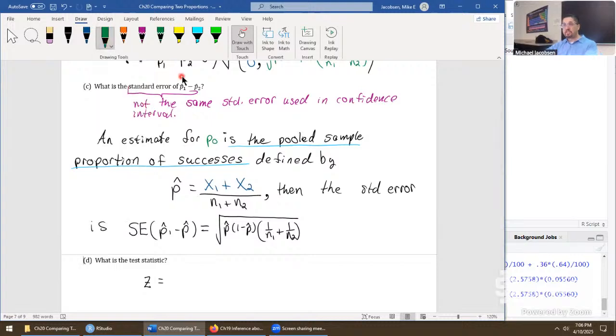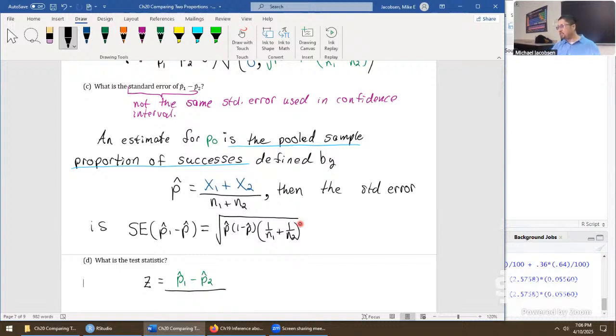If they're really coming from the same population, if they're really estimating the same parameter, p naught, they should be close to each other, right? So we want to know how far away p hat 1 and p hat 2 are in terms of standard deviations. By standard deviations, we mean this thing.